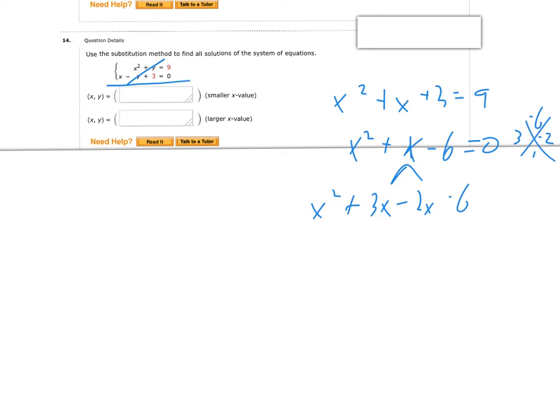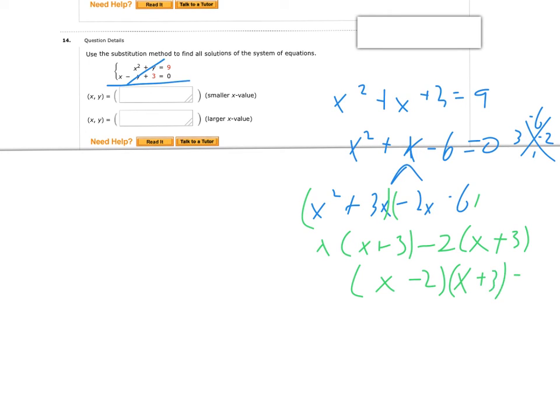So then we'll group these up. The first group, I can take out x, leaving me with x plus 3. Second group, I can take out a negative 2, which also leaves me with x plus 3. So I get x minus 2 times x plus 3 equals 0. That means x equals 2, x equals negative 3. So I can already fill that out here. Smaller one first and then the bigger one. Obviously the negative is smaller.